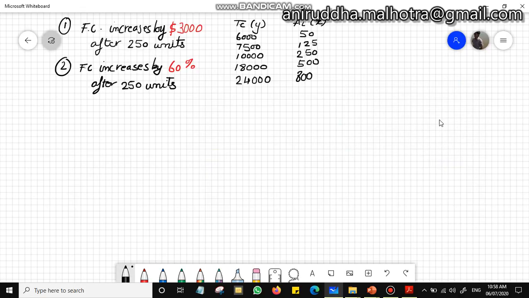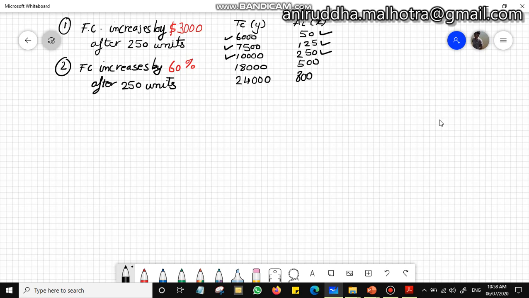So in yesterday's example, we had 3 activity levels, which were 50, 125 and 250, and we had the total cost at 6,000, 7,500 and 10,000. For these 3 activity levels, the fixed cost remains the same. Now what we have added is 2 different conditions: the fixed cost increases by an absolute amount, that is $3,000, if you exceed 250 units. Or a different type of example where your fixed cost increases by 60% once you cross 250 units.